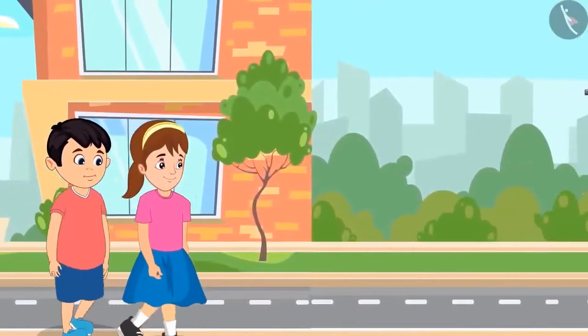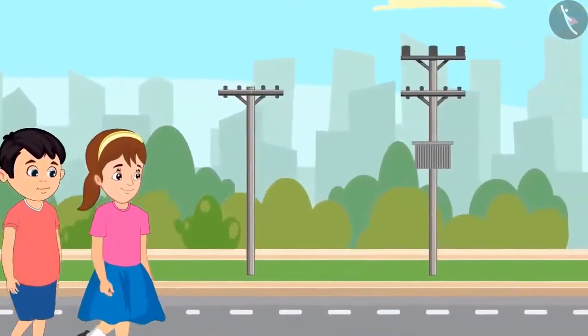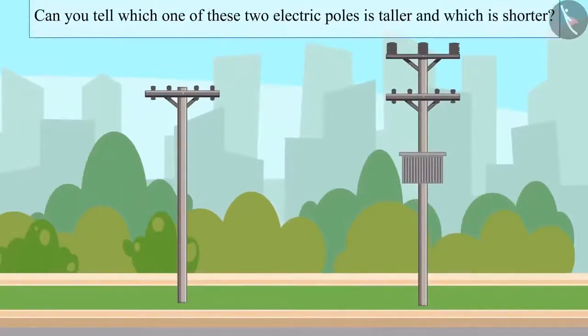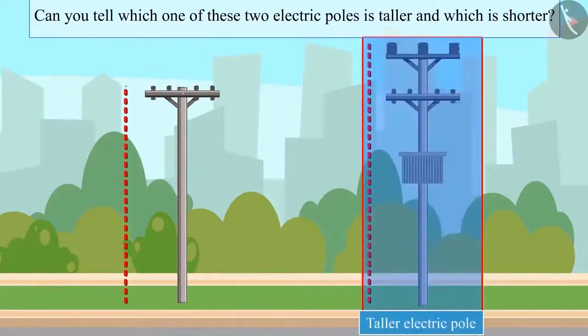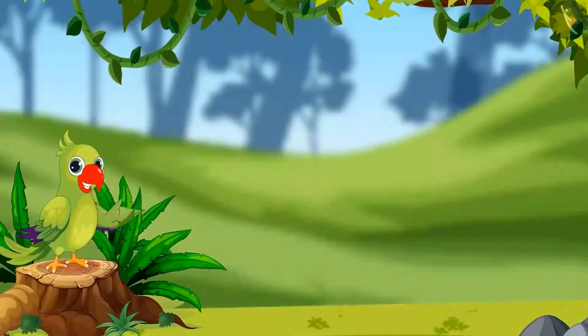After walking a little further, Chotu and Aarti saw two electric poles. These are the two poles. So children, can you tell me which one of these two electric poles is taller and which one is shorter? Yes, this pole is taller and this one is the shorter one.